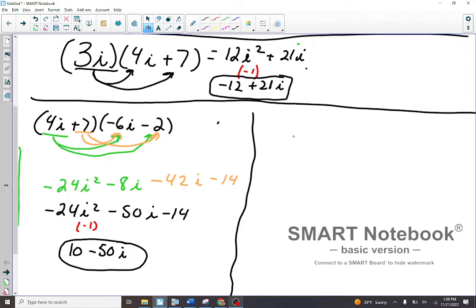Okay. So in 1.6, we're going to have 3 questions. One that's adding and subtracting. One is a simple distribution. The other one's a foiling. Just remember from this section, i squared is negative 1. You should be fine. Negative 24 times negative 1 is positive 24. 24 minus 14 is 10.